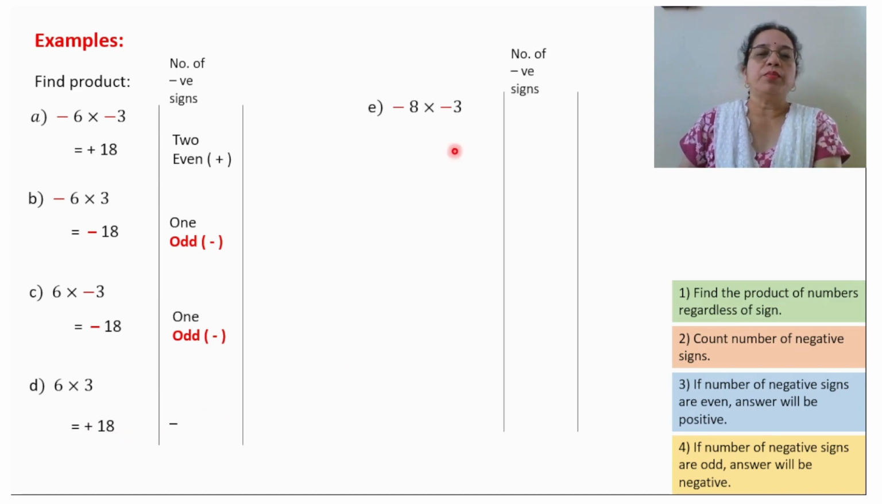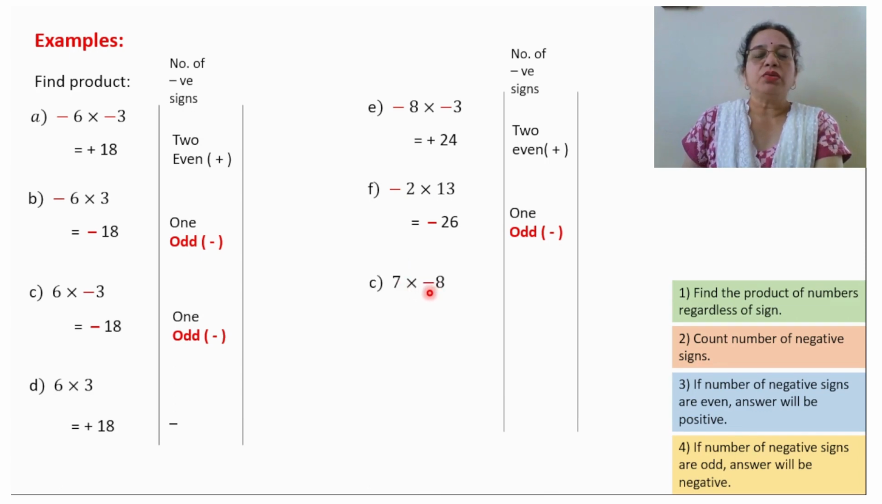Take another example. The total number of negative signs is 2. 2 is an even number, so the answer will be positive. Now multiply 8 times 3 is 24. The answer will be plus 24. Next, the total number of negative signs is 1. 1 is an odd number. Odd number means the sign will be negative. 13 times 2 is 26, so minus 26.